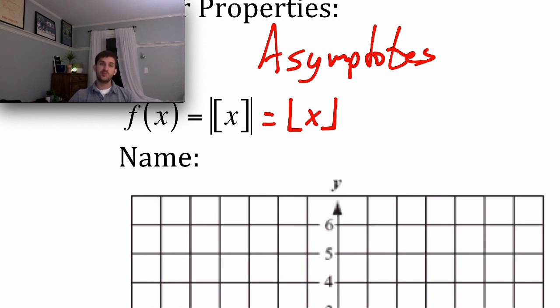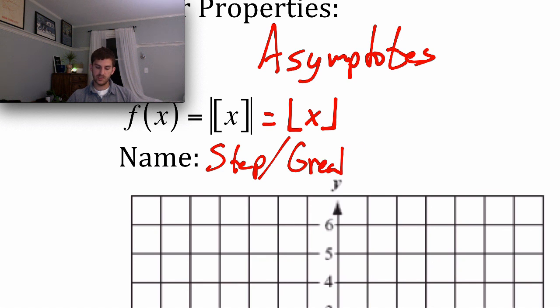This one is a specific type of function. We're going to call it a step function, or one of the fancy names for it is the greatest integer function, which I think is a confusing name.